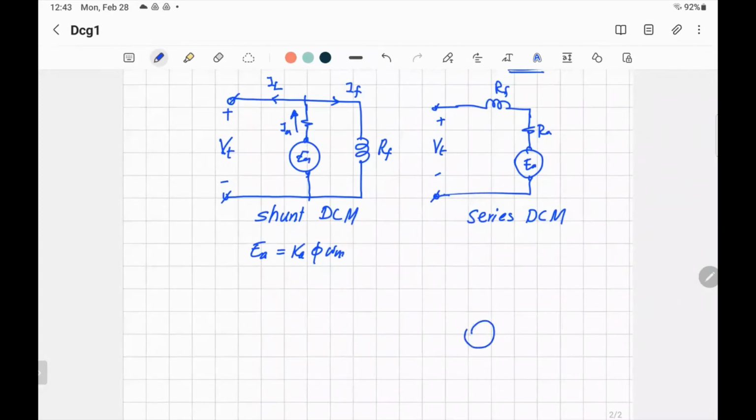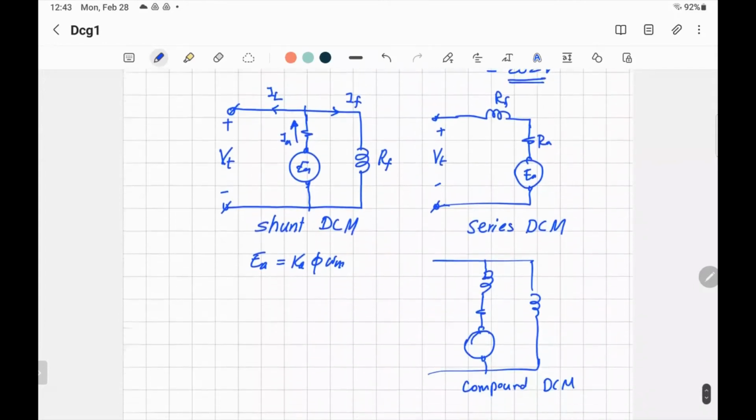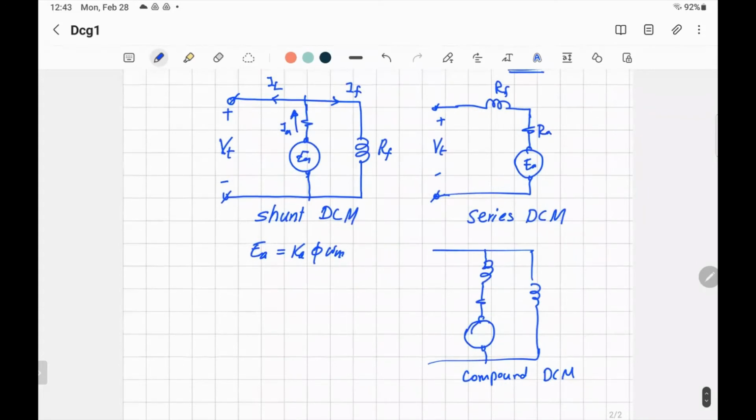Part is connected in series, and part is connected in parallel, so we call this compound. Every connection has its own advantages and applications, and we can write the equations for it. Compound can also be split into two types, short compound and long compound, but I don't want to go into more detail. That's enough for the basic connections of the DC machine. It simply depends on how the field winding is connected with the armature.